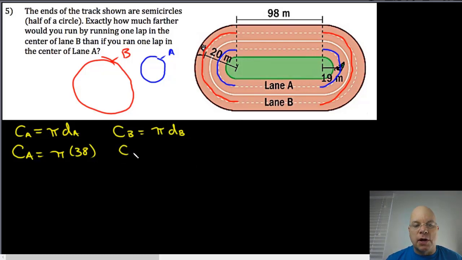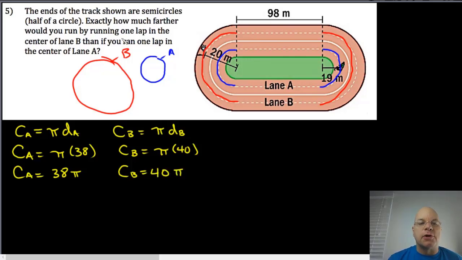The circumference of circle B is equal to pi multiplied by the diameter of circle B, which would be taking this radius of 20 and doubling it for 40. Whenever you're expressing circumference in this way, pi multiplied by 38, it's better to write 38 pi. We have 38 pi, and circumference of circle B is equal to 40 pi.